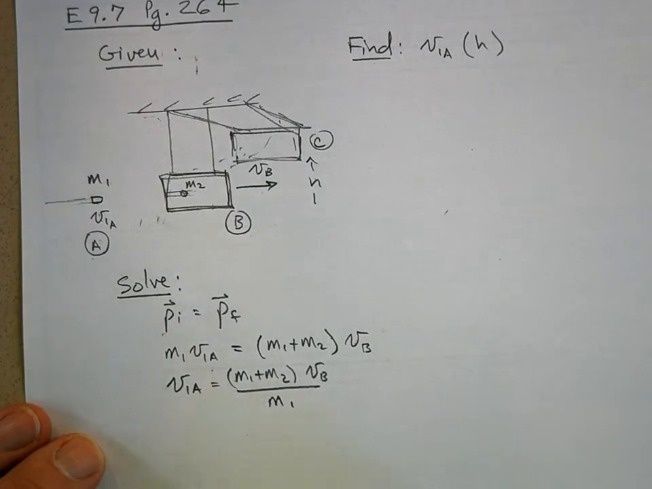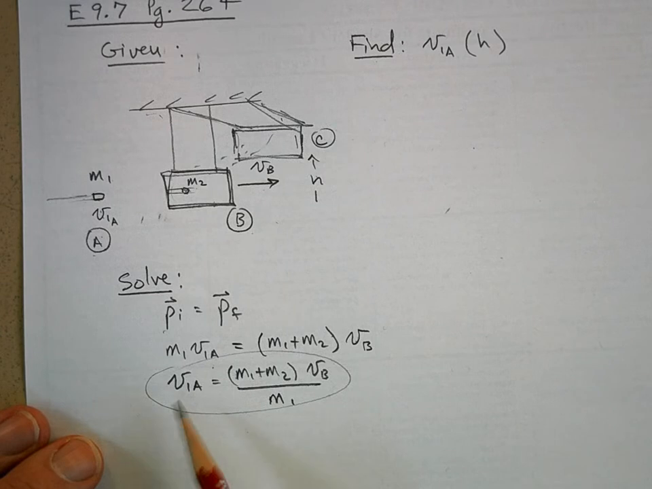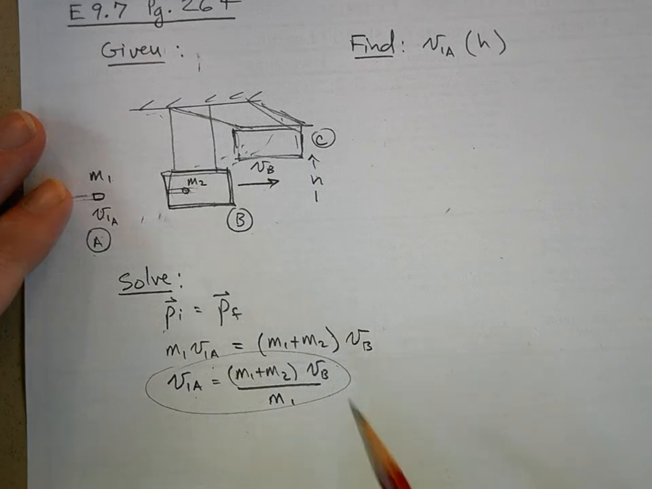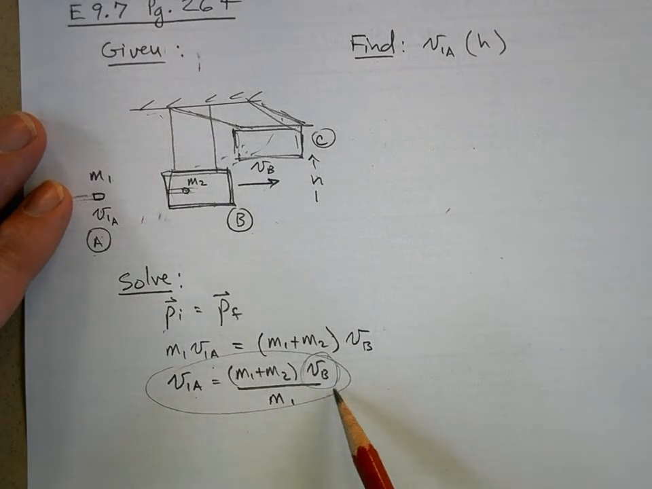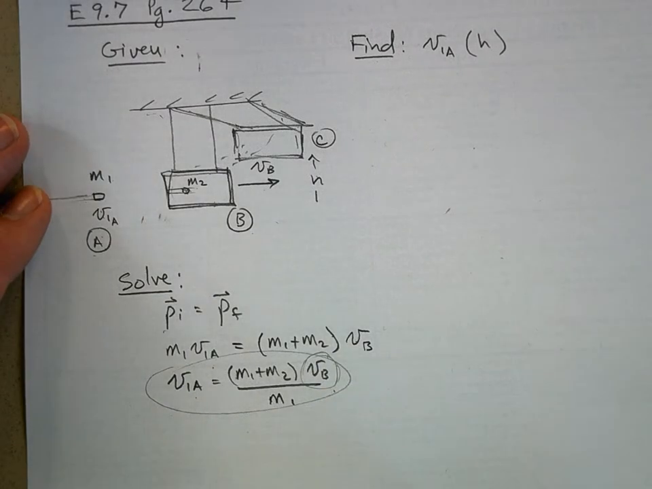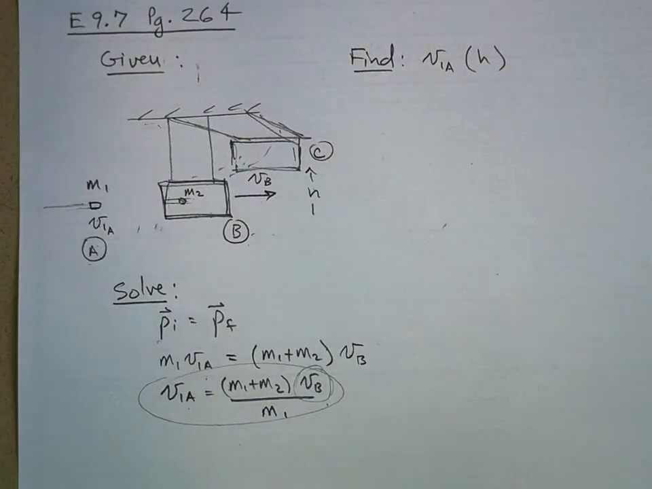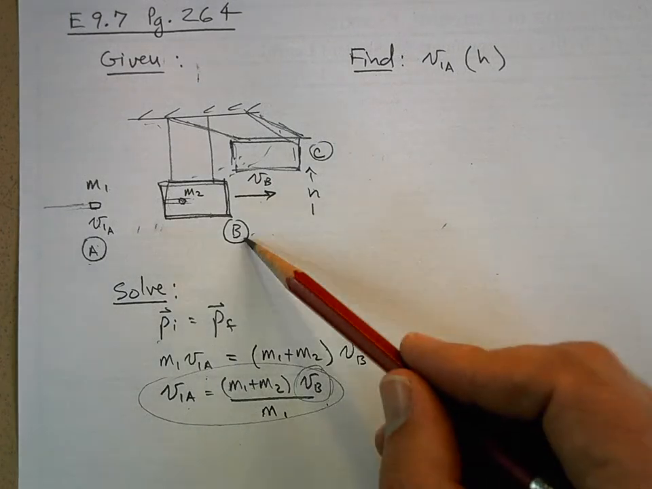Okay, so we have this expression now. And this is the expression for the velocity of the bullet in terms of the velocity of the block and the masses. But that's not what I want. I want it to be in terms of the height. So what I need to do is get rid of this and express the velocity of this in terms of the height. Well, if you look at this problem, when you go from B to C, the only force doing work is the force of gravity.